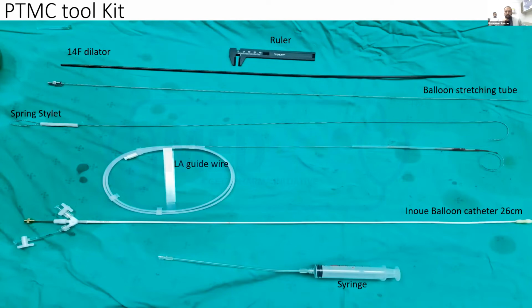Our patient has a height of 160 centimeters. So as per the formula of height divided by 10 plus 10, the balloon size was 26 centimeters. So we took for our patient the Toray 26 centimeter size balloon.